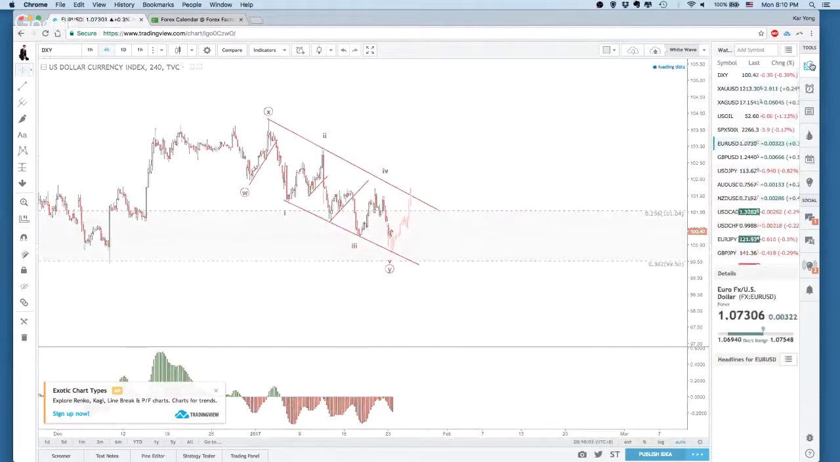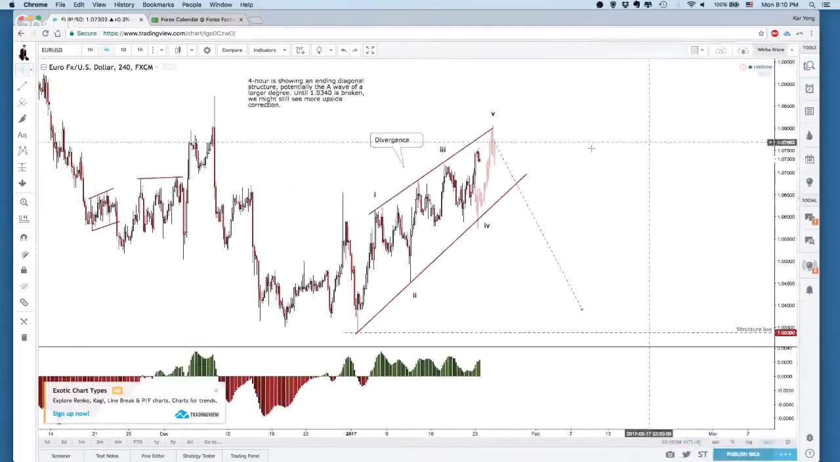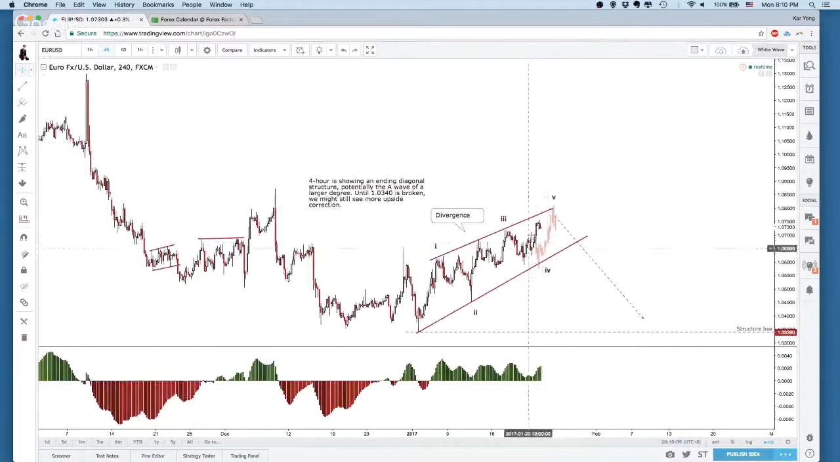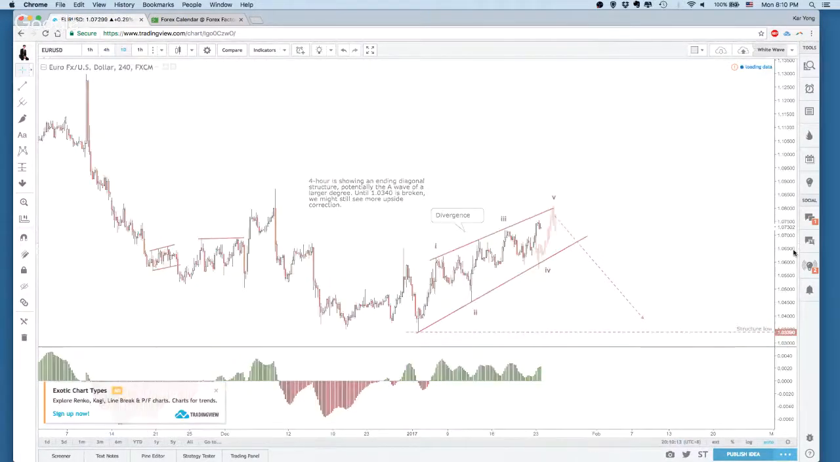All right, looking at the major pairs, on euro dollar. This one was done on the weekend. Price has started to move higher already. So I'll go over to the daily time frame to give you an overall perspective first.